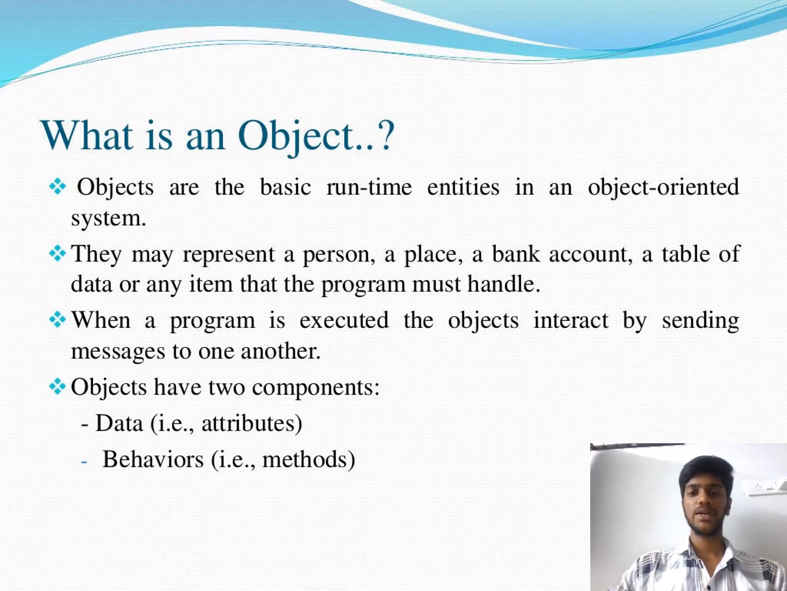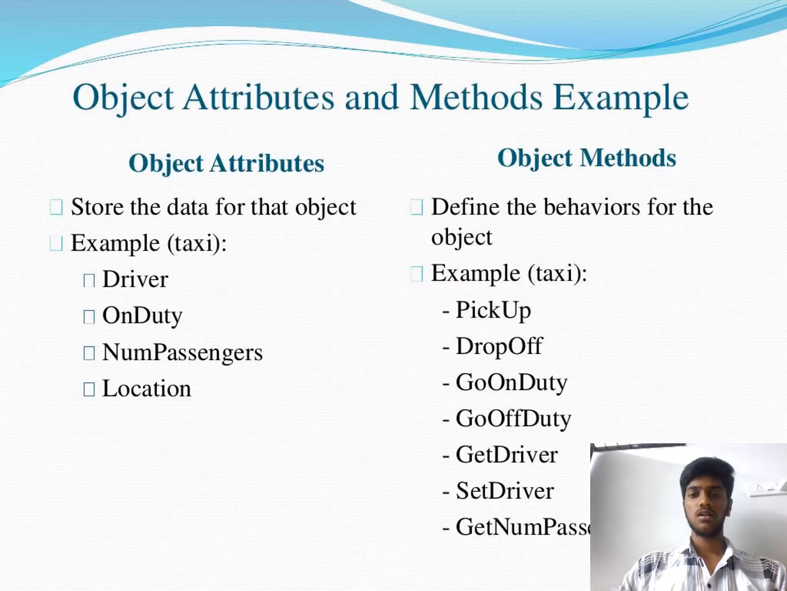Objects are the basic runtime entities in an object-oriented system. They may represent a person, a place, a bank account, a table of data, or any item that the program must handle. When a program is executed, the objects interact by sending messages to one another. Objects have two components: data, meaning attributes, and behavior, meaning methods. Object attributes and methods, example.